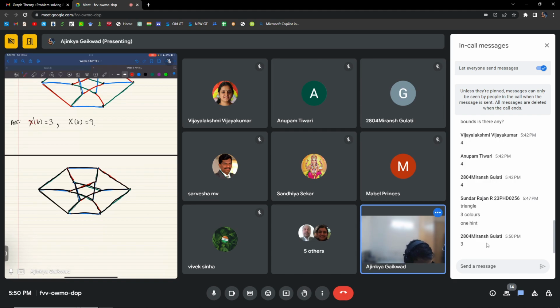So if you see, let me just color for now. So for example, this is a triangle, right? So this is a triangle. So you clearly need at least three colors, right? So let's see if we can do it with exactly three colors. So the answer will be exactly three, right?